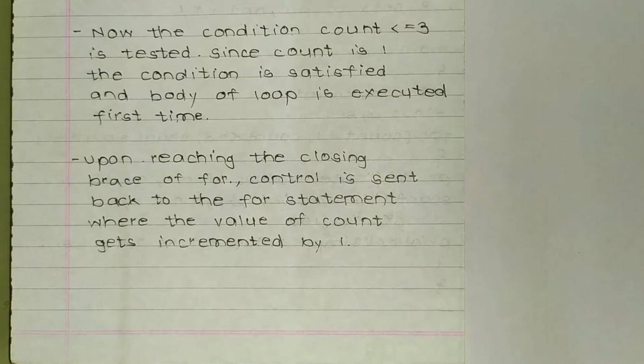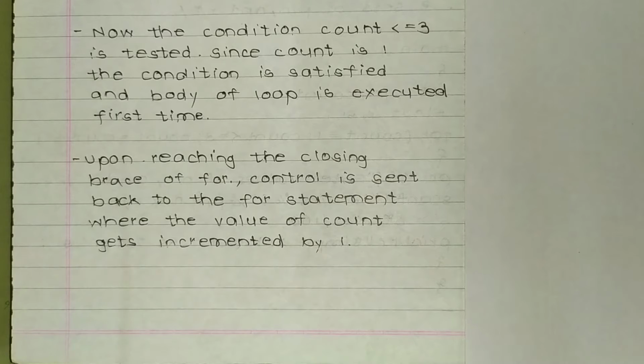Now the condition count is less than or equal to 3 is tested. Since count is 1, the condition is satisfied and the body of the loop is executed the first time. So this is the second step, that now the condition count is less than or equal to 3 is tested.